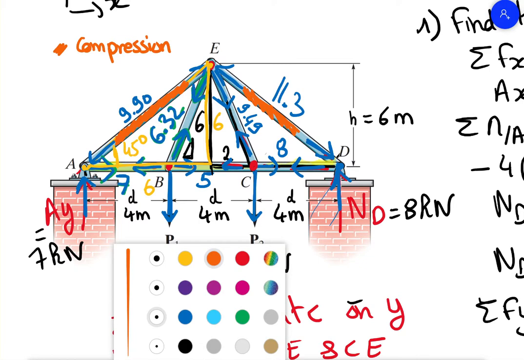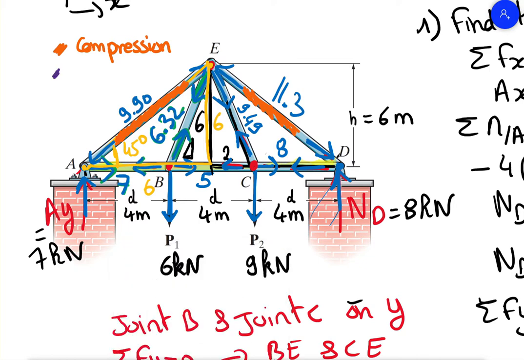And this is tension. So we have this one in tension, this one in tension, and this one, and this one. So we have 1, 2, 3, 4, 5 in tension and 2 in compression. So that's it for this problem.